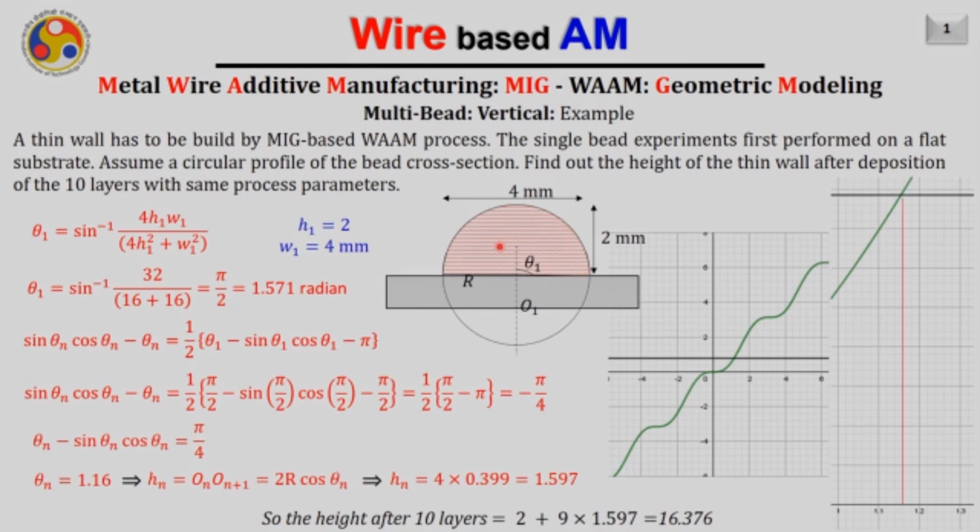So this is the value of the angle theta 1 when the bead is deposited on a flat surface. The value of theta 1 will be sine inverse of this. If I put h1 equals 2 and w1 equals 4 in this formula, it will be pi by 2. The value of theta 1 will be pi by 2, or in radians it will be 1.571.